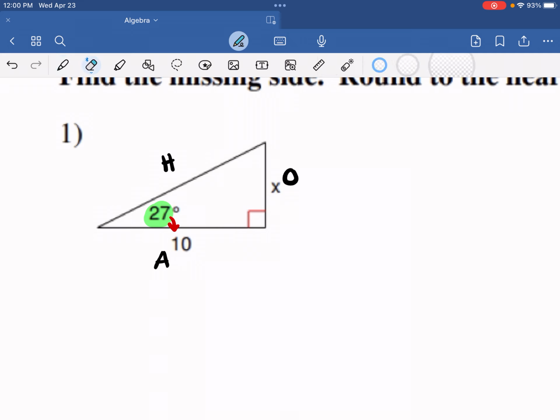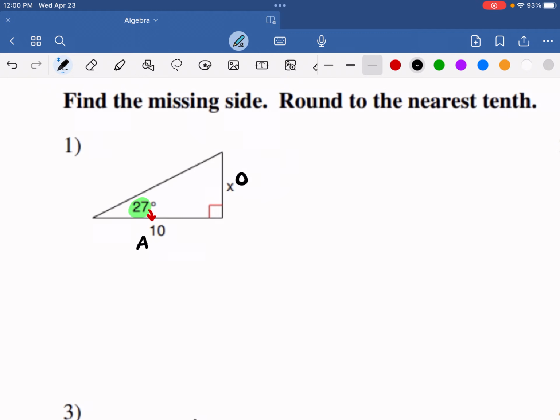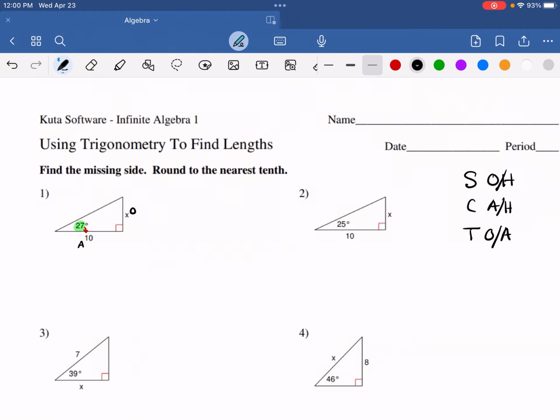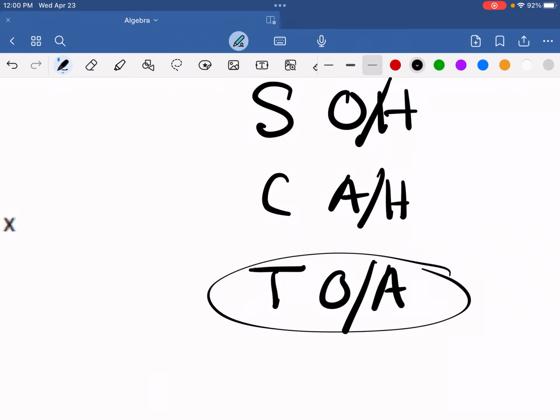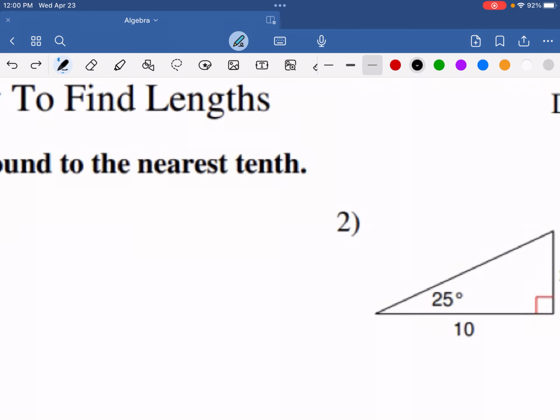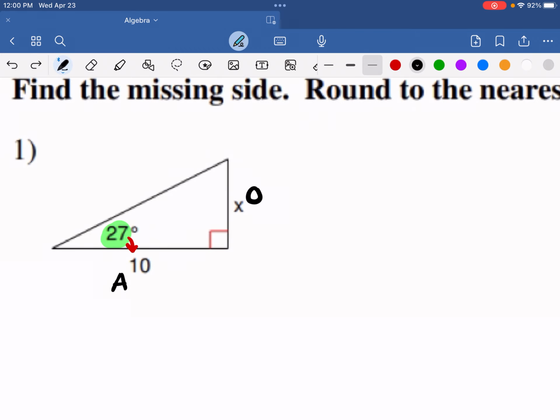Okay, we're going to cross out the one that's blank. Okay, H is blank because it doesn't have a number and it doesn't have an X, so we're going to cross it out. That means this problem uses O and A. The only one that uses O and A is tangent, TOA. So we have to use tangent for this problem. So you're going to put tan, you put the degree, and it equals O on the top, A on the bottom, because tangent is TOA. That means O on top, A on the bottom.